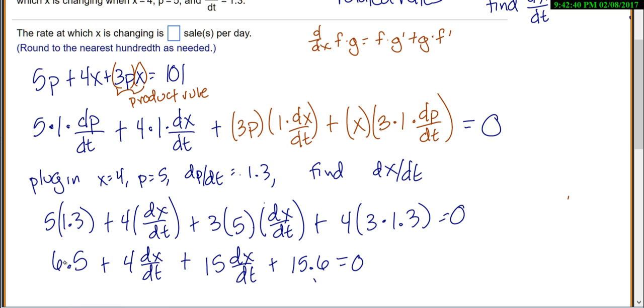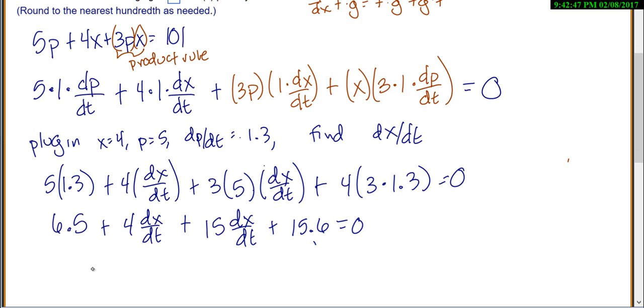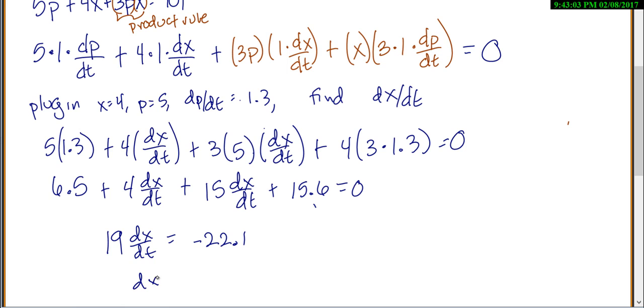I put it all in my calculator, so I get 6.5 plus 4 dx dt plus 15 dx dt plus 15.6 equals 0. Let's put the dx dt's together, so we get 19 dx dt, and we move the 6.5 and the 15.6 to the other side by subtracting. So we get negative 22.1, and we can divide both sides by 19. So negative 1.16.